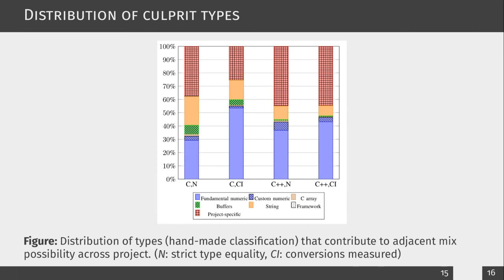There are two surprising takeaways here. First, when enabling implicit conversions, such as between int and double, the percentage of numeric types, such as int and double, increased greatly, and for C, almost exploded.